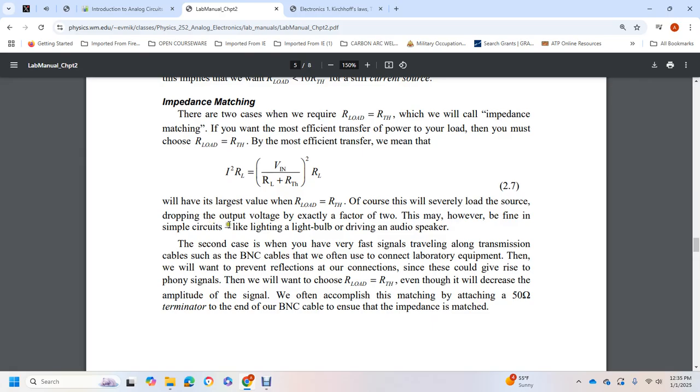This may, however, be a fine, simple trick for lighting a light bulb or driving an audio speaker. With a fast signal traveling along transmission cables such as BNC cables, which we often use for connecting laboratory equipment, we want to prevent reflections at connections, since these could give phony signals. To achieve this, we match the load resistance with the Thevenin resistance, which decreases the amplitude of the signal. This is accomplished by attaching a 50 ohm terminator to the end of the BNC cable to ensure the impedances match.